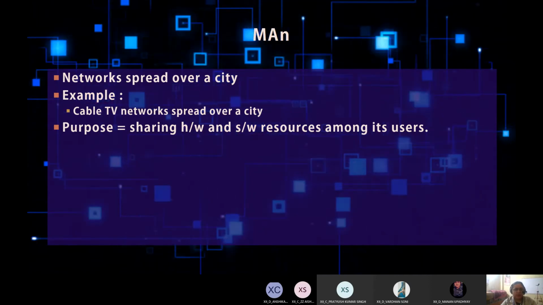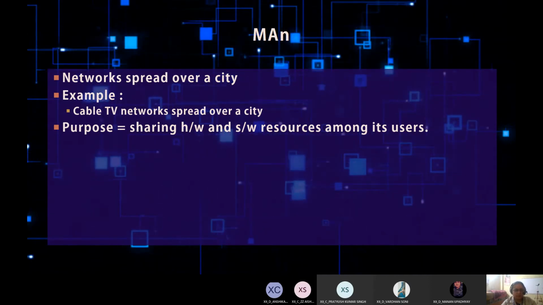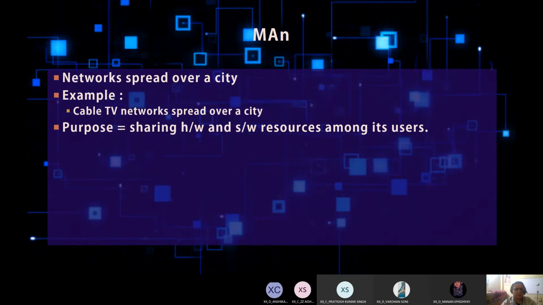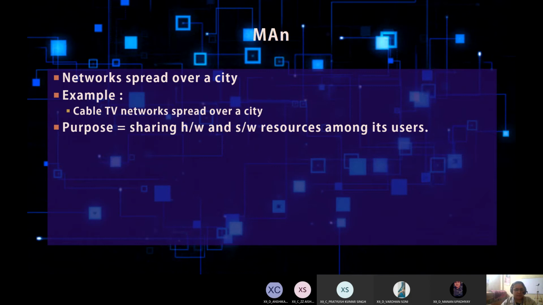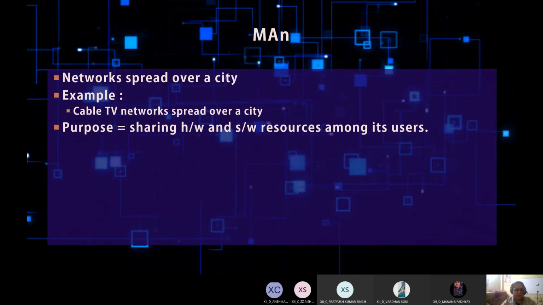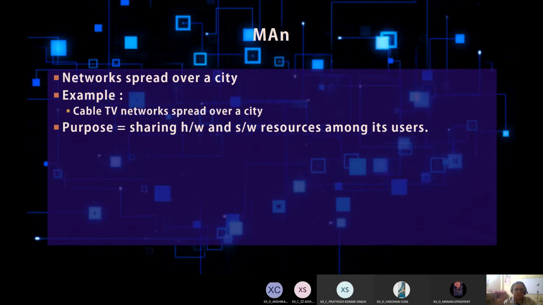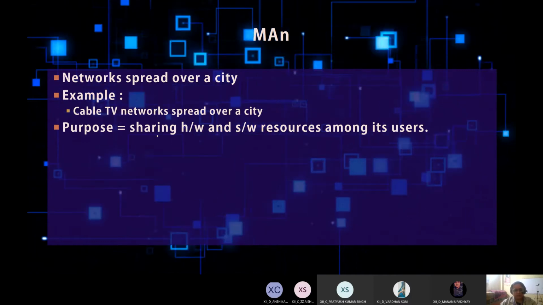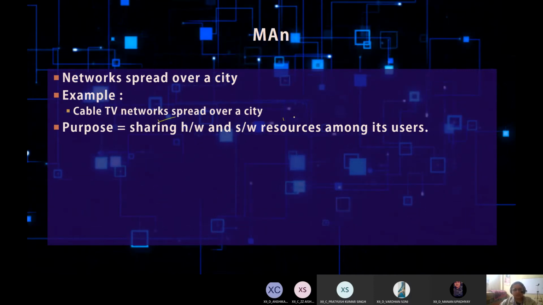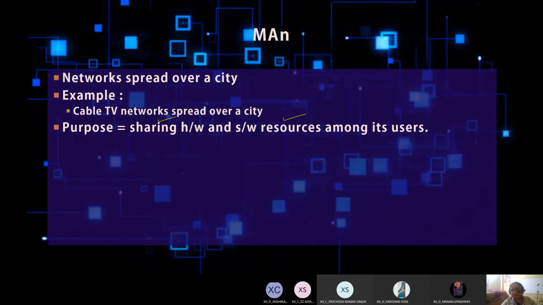The purpose, or the example which I gave you, is that if Montfort School opens another branch at some other location in Bhopal, like Sagar Public School, all its branches might be connected to each other. So that forms what? MAN. Purpose, again sharing, first of all information, then sharing hardware, sharing resources among its users.